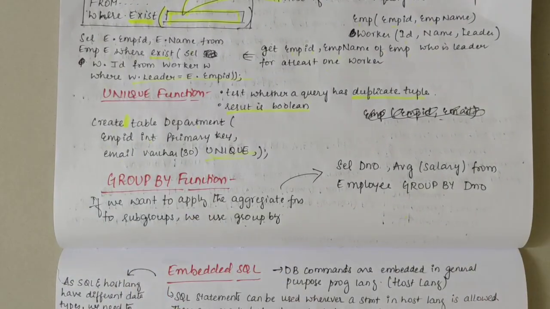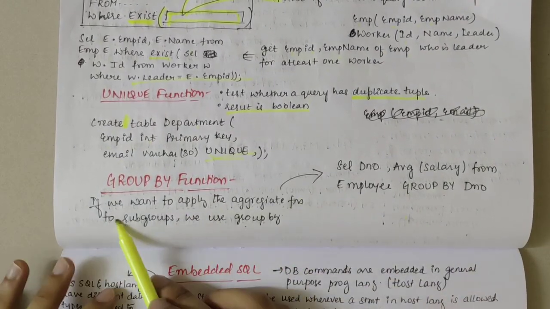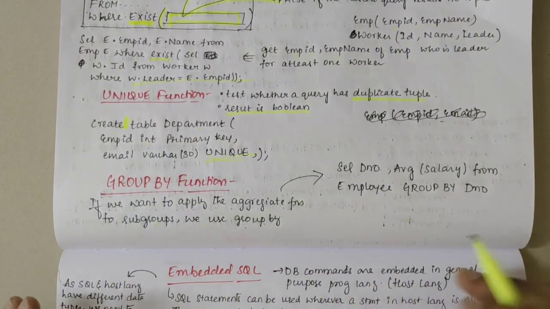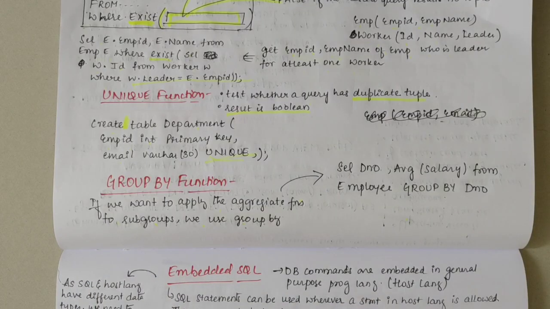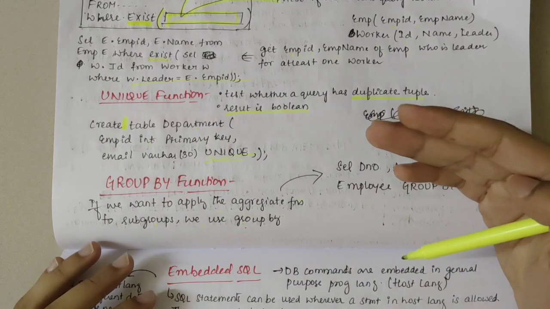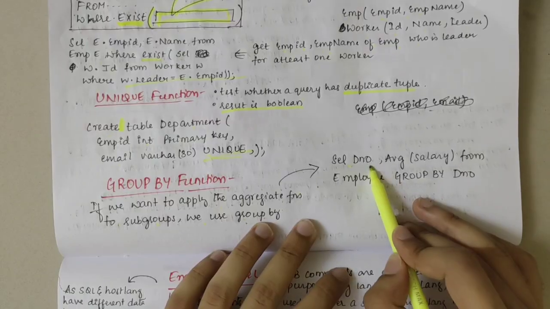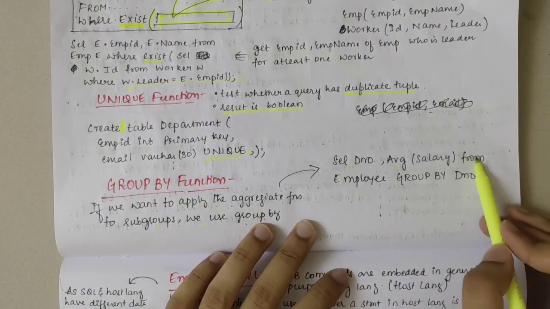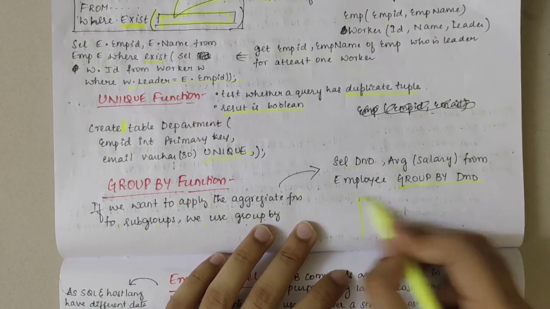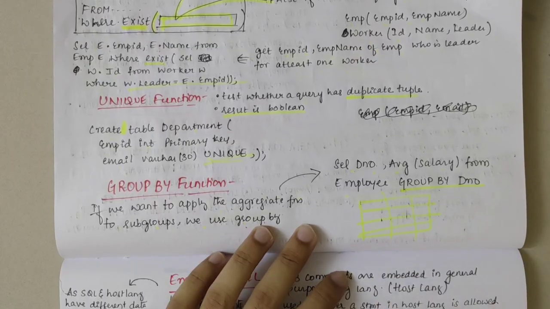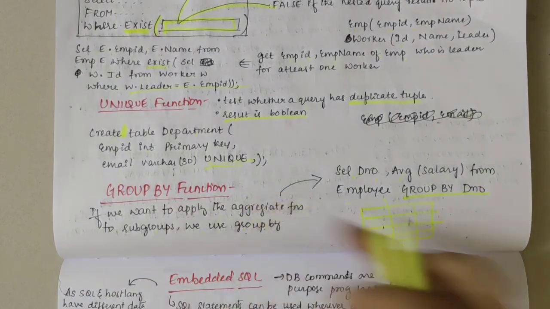Then we have the GROUP BY function. If we want to apply aggregate functions to subgroups, we make use of group by. In group by, we group the given values, the given attributes, depending on a particular condition. So here: select D number, average salary from employee, group by department. Department-wise, the average salaries would be grouped here. So that was about the group by function.